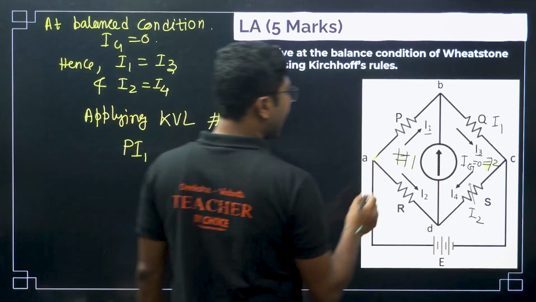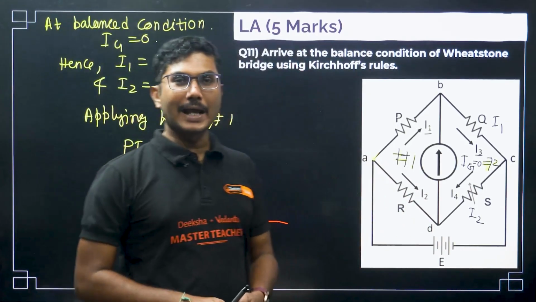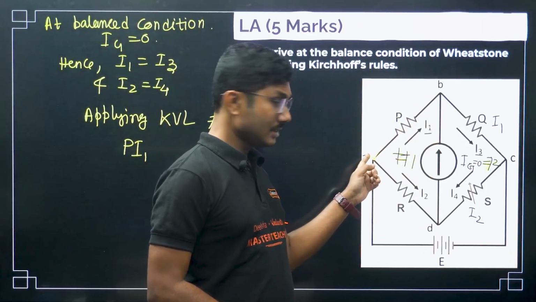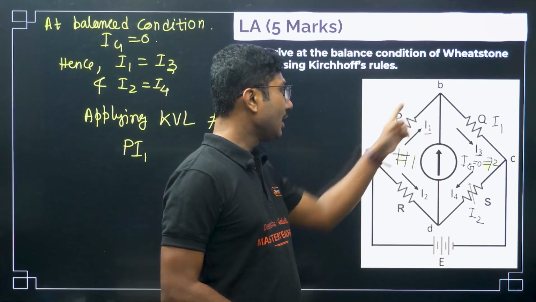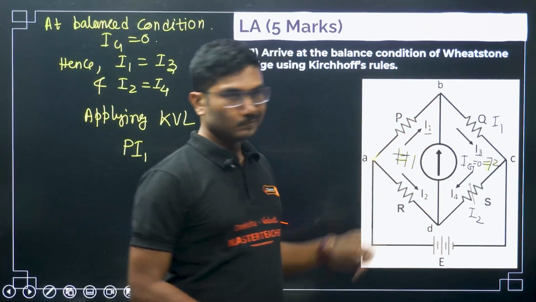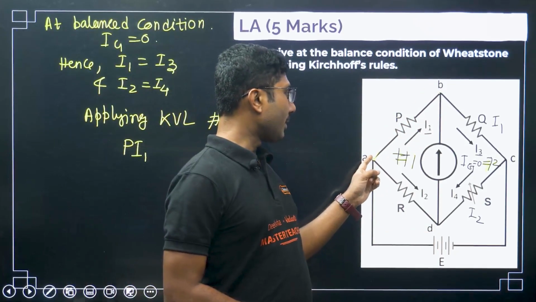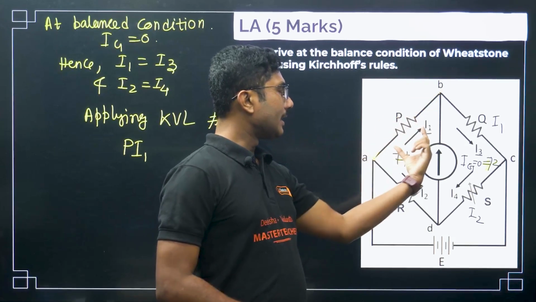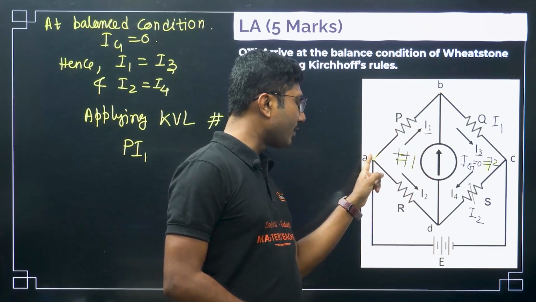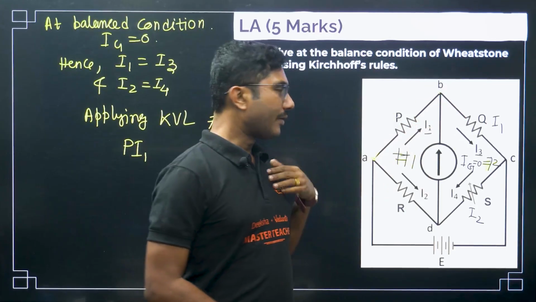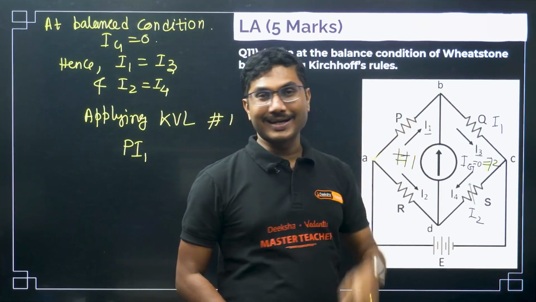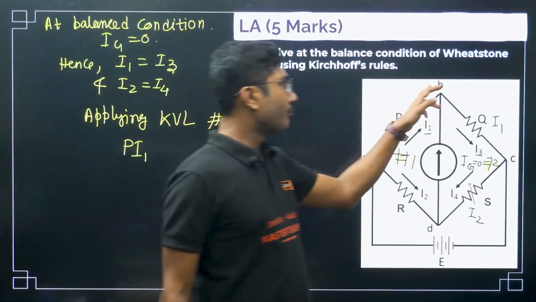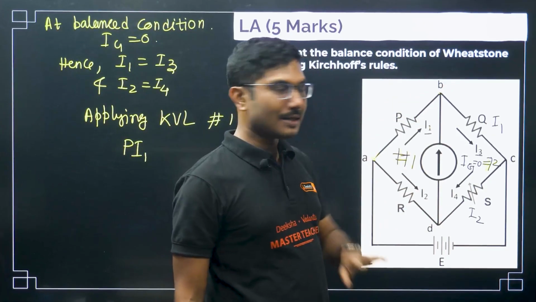Now if you see our loop, the path that we are following is going in this direction to meet at our starting point. So we are going from A to B to D to A. Starting from A, we are going to B. When we are going from A to B, our chosen direction and the direction of current are in the same direction. So that means this is positive. From B to D no current is there, so directly you can come over here.